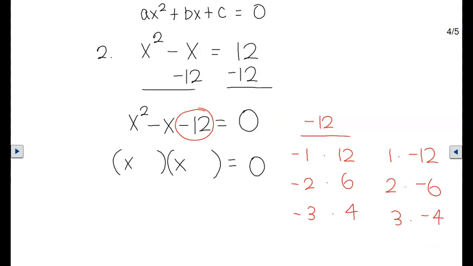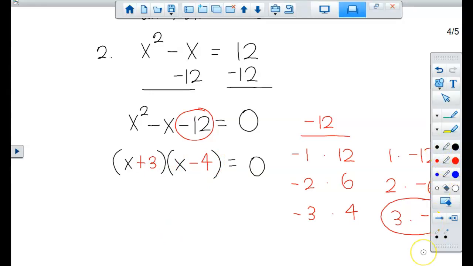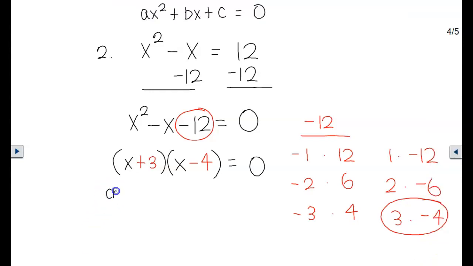Now, keep in mind here what we want. We want negative 1x in the middle. So I can look at these combinations to see which one might give me a negative 1. And out of all of these, this 3 times negative 4 combination seems the most likely to do that. So I'm going to use a positive 3 and a negative 4 as my two numbers. So we've made our guess. We think this should be x plus 3 times x minus 4. Time to check it.